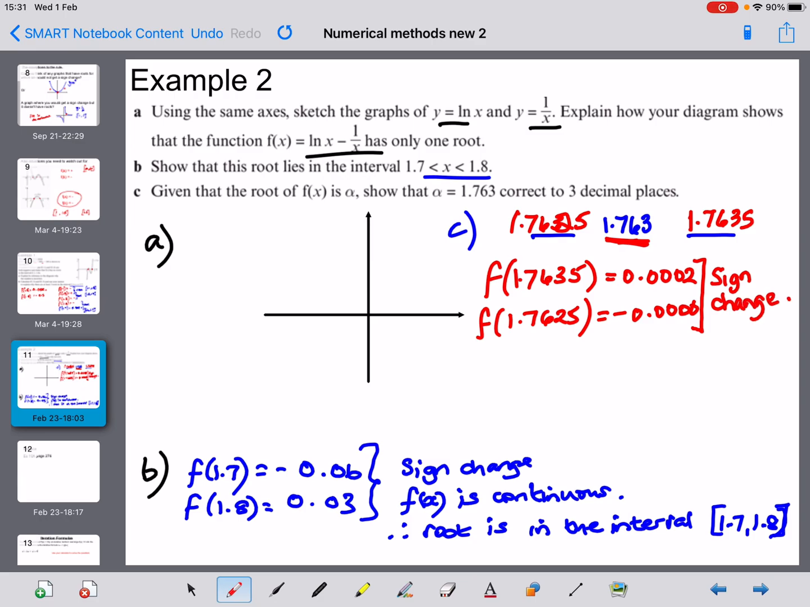Okay, I'm not going to go through all this bit because I know the fact that that is the root because I've been told in the question. So I'm just going to put the root alpha is 1.763 to 3 dp's.